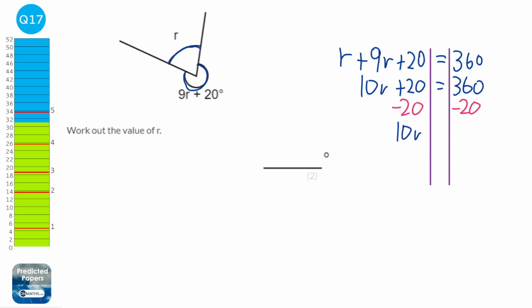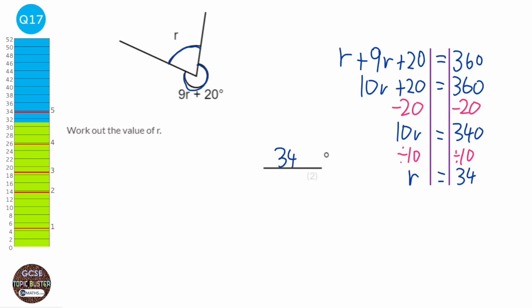So we have 10r equals 340, and then we're going to divide by 10 both sides. So we have r equals 34. So our answer is 34.